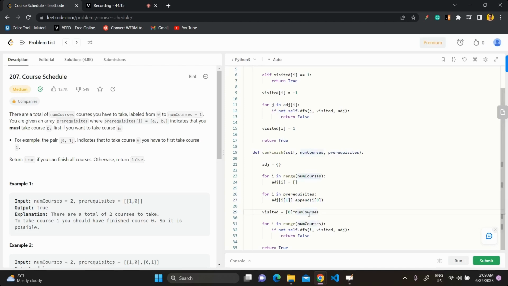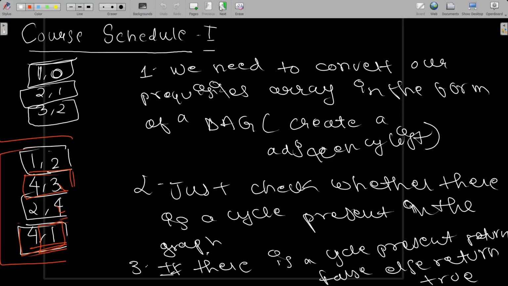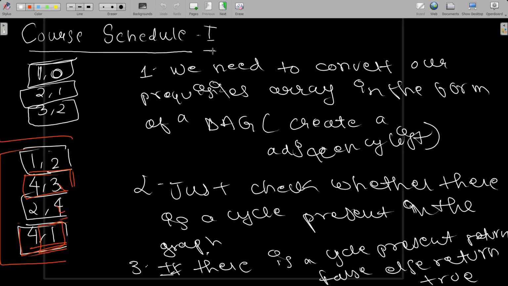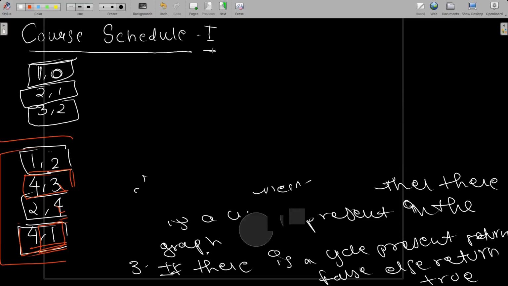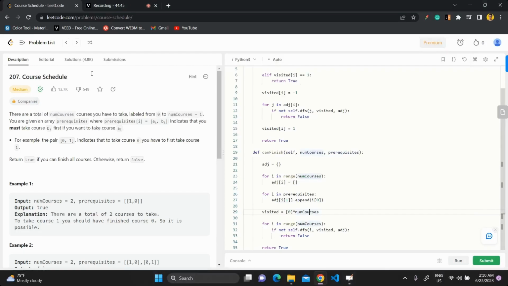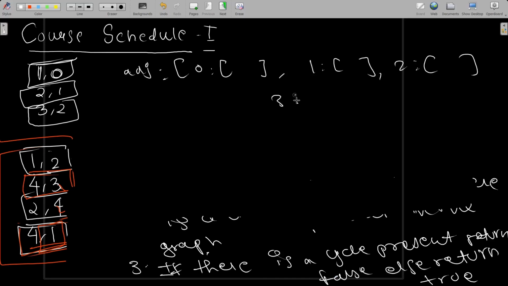To give you an example of what's happening over here, let's go back actually. Let me just rub this and show you what that line is doing. What is happening over here is we're creating a list of all the nodes from 0 to num courses. So we're creating an adjacency list for all the nodes. So 0 equal to empty list, 1 equal to empty list, 2 equal to empty list, and 3 equal to empty list in this case.